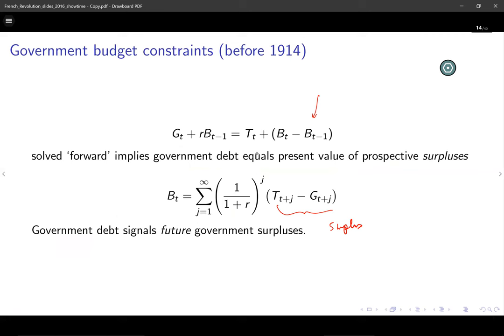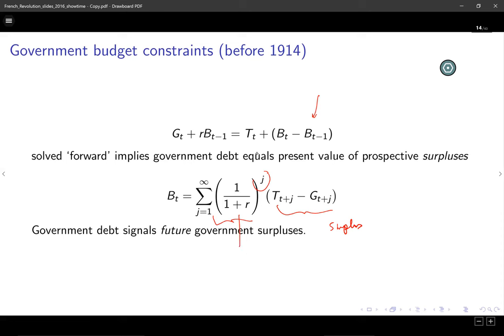And in this little simple model, this is just a discount factor. It's 1 over 1 plus r raised to the j. So this is a number that's less than 1. This whole number is less than 1. So this is trailing off because of this j. But the key thing is government debt signals future government surpluses.